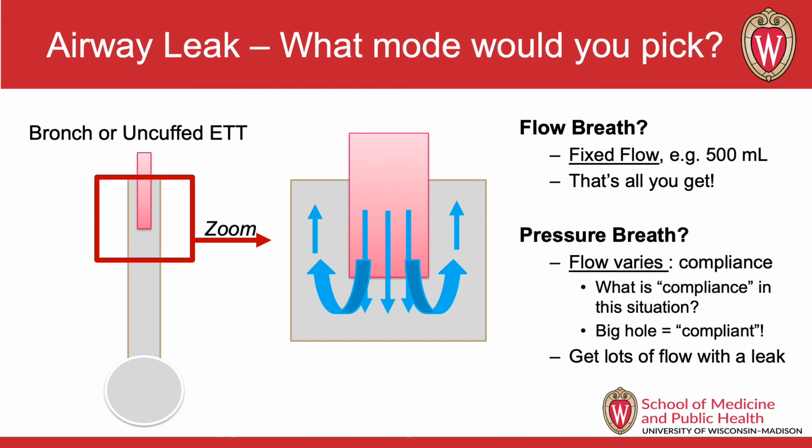But if you pick a pressure breath, the flow will vary based on compliance. And in this situation, you have this leak. And that means the vent sees a lot of compliance. It's easy to push air out to the atmosphere. And so that big hole will look compliant and the flow will increase. And so the vent may deliver 1 liter or 2 liters. A whole bunch of air will go in. And you're still going to lose some, but it might not be 300 mils to the alveolus and 200 mils out. It might be 600 mils out and 500 to the alveolus or some other number. So when you have an airway leak, you want as much flow as possible, and the pressure breath is the way to get there.